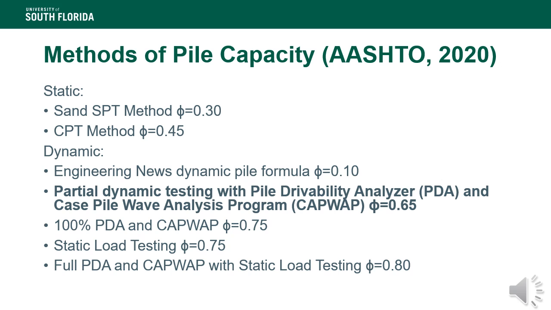Now, when we go to dynamic formulas and the dynamic methods of verifying pile capacity, it gets a little more interesting. So we can use PDA. We can look at the dynamics and how the waves propagate through the pile to determine its resistance. And if we do some further analysis with CAPWAP, we're able to get a nice strength reduction factor of 0.65 instead of the 0.3 or 0.45 of the other methods. By going a little further, if we do a higher amount of PDA, we get a 0.75 phi factor. And if we have static load testing, we get the same. And if we combine the two, we get 0.8. So it increases our confidence the more testing that we perform on the pile.